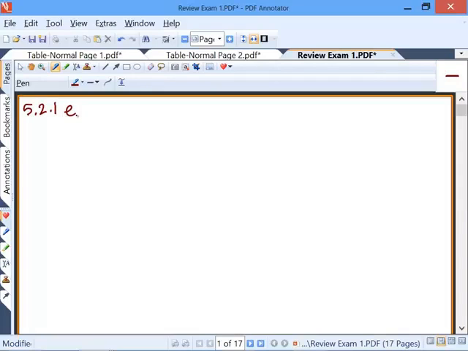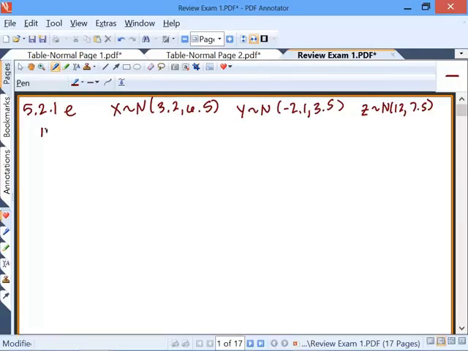Okay. So what it tells us is X has a normal distribution with mean 3.2 and variance 6.5. Y has a normal distribution with mean negative 2.1 and variance 3.5. And Z has a normal distribution with mean 12 and variance 7.5. And they are independent random variables.